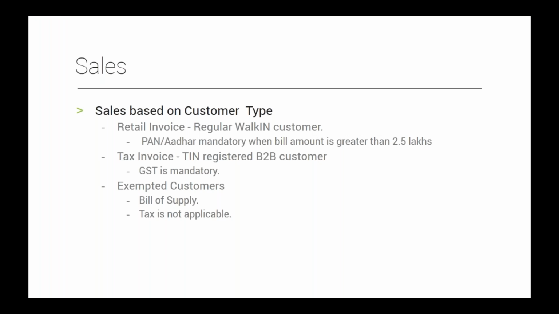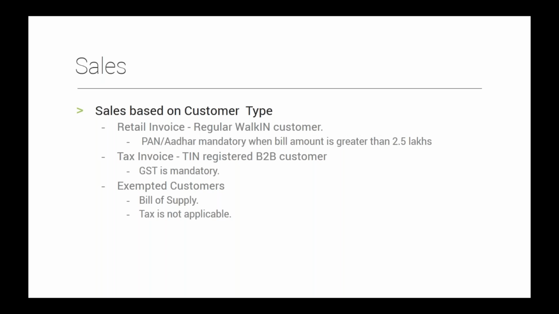So moving on to sales. Sales are categorized into two types. Sale may differ based on customer type as well as customer location. Both are two different categories. So if the sale is based on customer type, there are three differentiations. As you all know, a retail invoice is for a regular walk-in customer to our shop. For him, we don't need any details unless his bill value is less than 2.5 lakhs. Once his net bill value increases to more than 2.5 lakhs, the PAN number and Aadhaar number are mandatory.